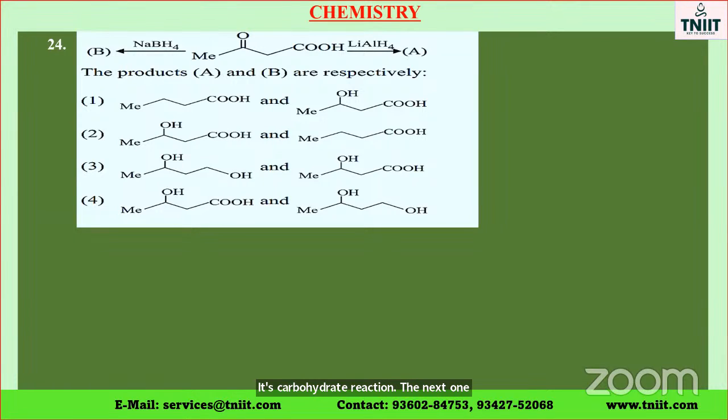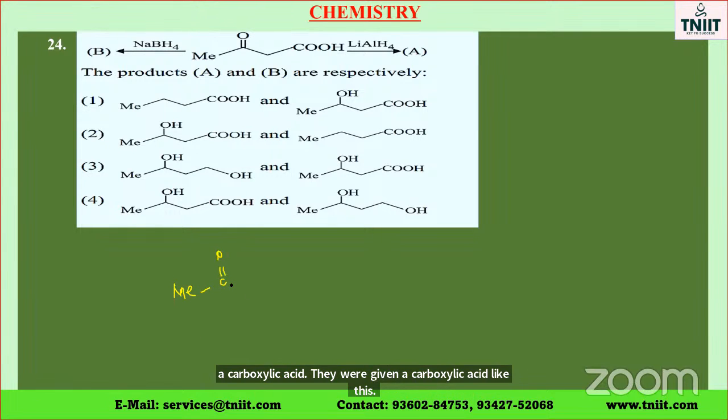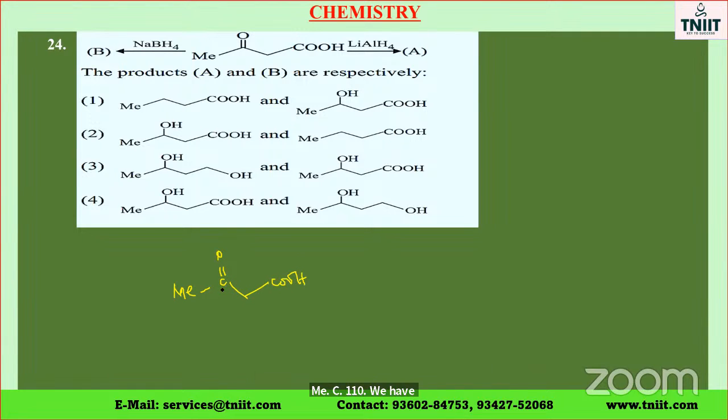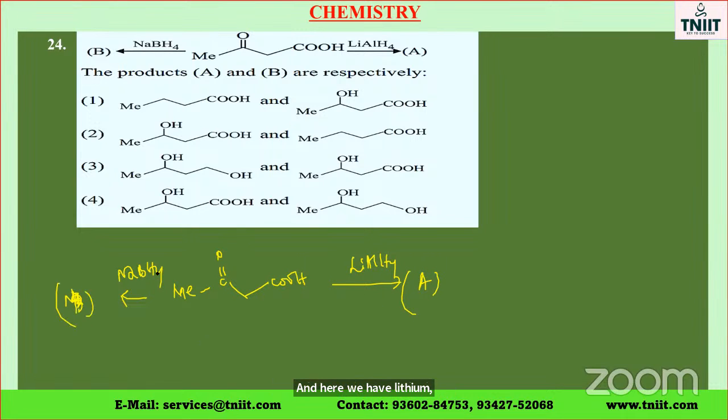They've given a carboxylic acid like this: Me, C double bond O, CH2COOH. We have an acid, and also a ketone group, a carbonyl. We have two reagents. One is NaBH4, sodium borohydride, and the other is lithium aluminum hydride. Here it is A, and here the product is B.